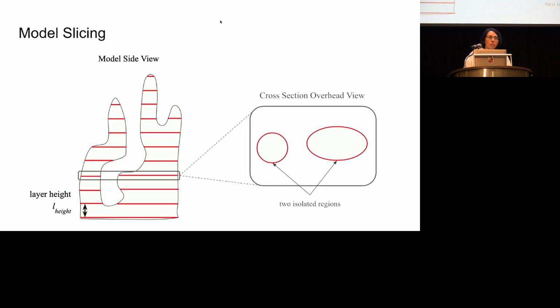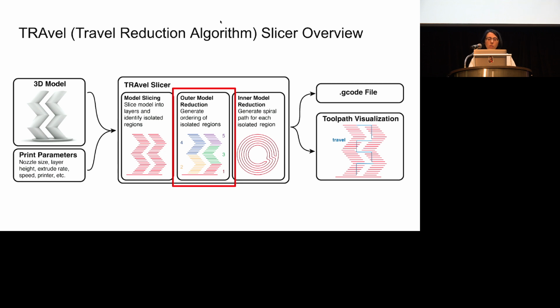Slicing a model is the process of taking the intersection of the model with the XY parallel plane at each layer height, resulting in closed curves, which we refer to as isolated regions. Isolated regions are the area the printer deposits material in at each layer height in order to build up the print piece by piece. Branching models result in multiple isolated regions at a given layer. Once we have all of these isolated regions, we search for a printable ordering of them in outer model travel reduction. And in order to print isolated regions non-linearly, we have to satisfy a few different constraints.